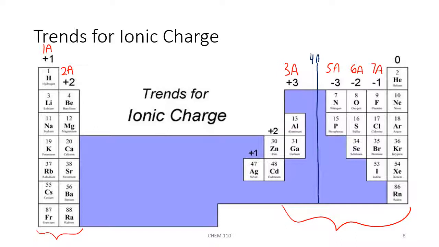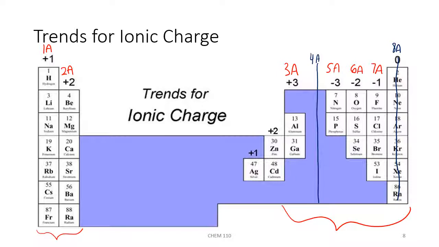We can also ignore group 8A, the noble gases, because they do not bond with pretty much anyone. They already have a complete octet of electrons and are stable. So later in this class, we'll learn why these different groups form the charges they do, and it has to do with their number of electrons and their stability. But for now, all we need to know is what charge they form based upon what group they're in on the periodic table.